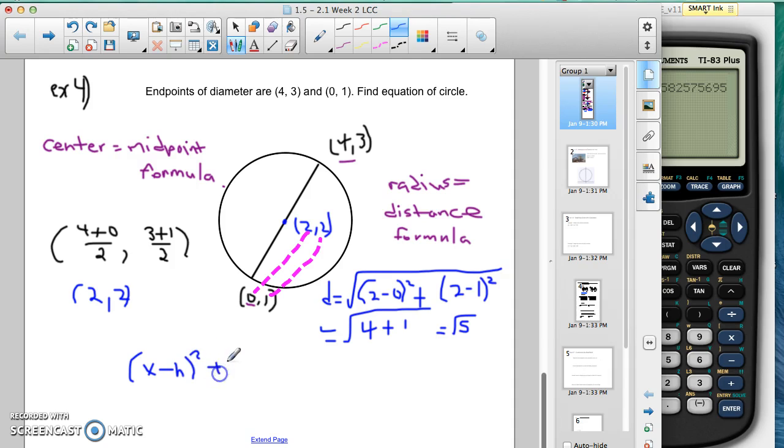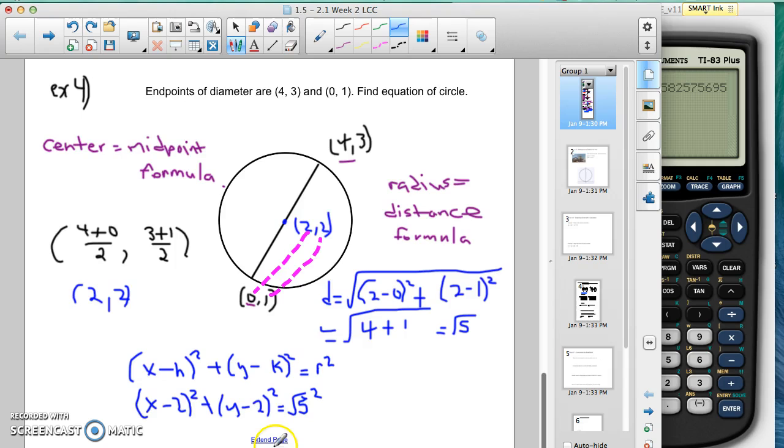So x minus h squared and y minus k squared equals r squared. So we have the h and the k being 2, so it's going to be x minus 2 squared and y minus 2 squared and r squared is the square root of 5 squared. And the square root of 5 squared is going to be 5.